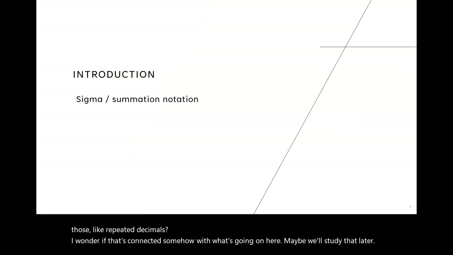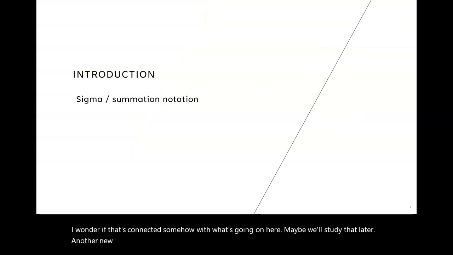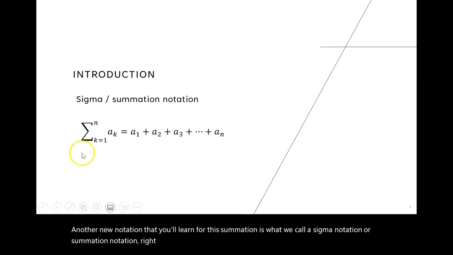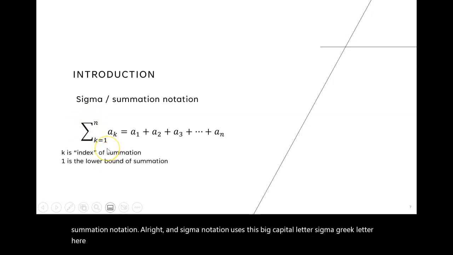All right. Another new notation that you'll learn for this summation is what we call sigma notation or summation notation. Sigma notation uses this big capital letter sigma, a Greek letter here. So some important parts of this: we're going to say k equals 1. k is what's called our index of summation, or index number.